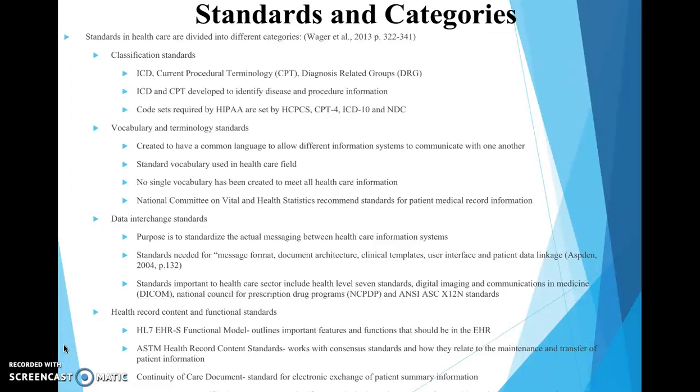Standards are divided into four main categories: classification, vocabulary and terminology, data interchange, and health record content and functional standards. Classification standards in healthcare information include ICD-10, Current Procedural Terminology, and diagnosis-related groups. ICD-10 and CPT were developed to identify diseases and procedure information, but now are being used for coding and billing purposes.